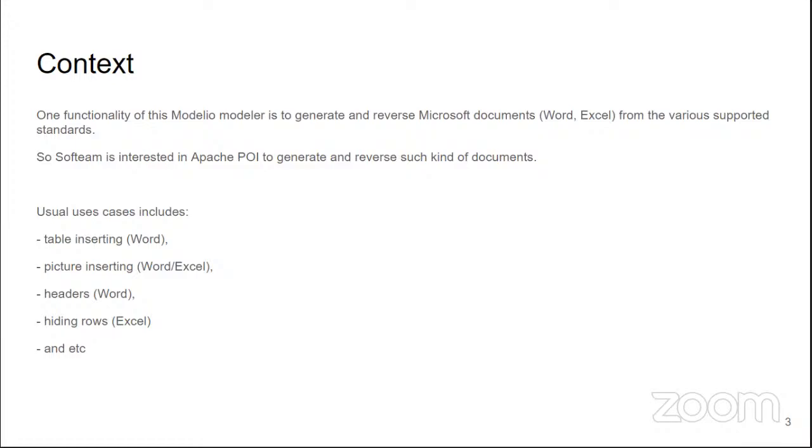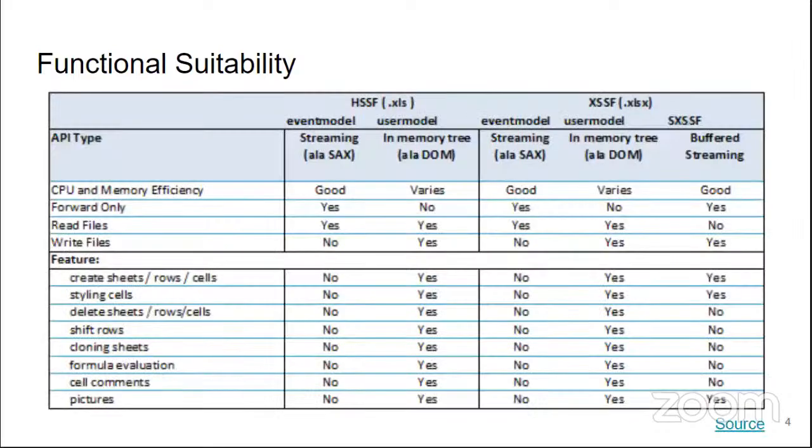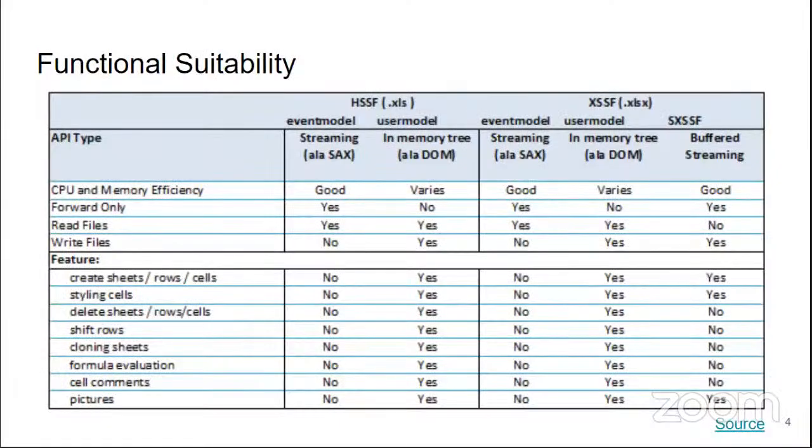So let's go further and see how Apache POI deals with that. We will start with functional suitability. Apache POI has several components for Excel and Word. Here is the table for it. It has various functions such as reading files, writing, styling cells, deleting sheets. Well, it's kind of simple stuff.